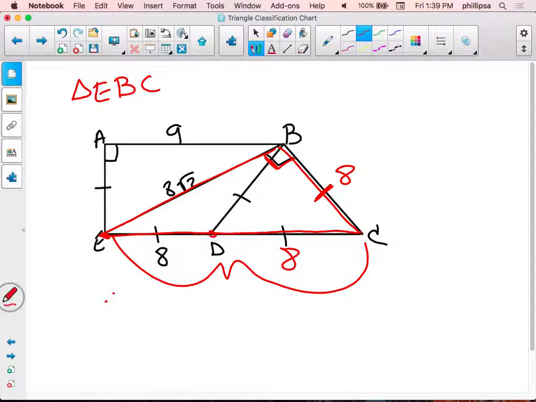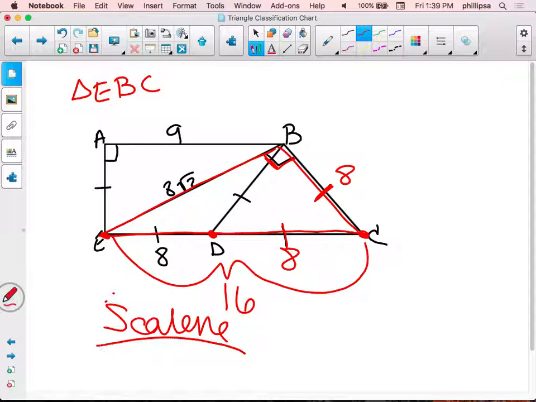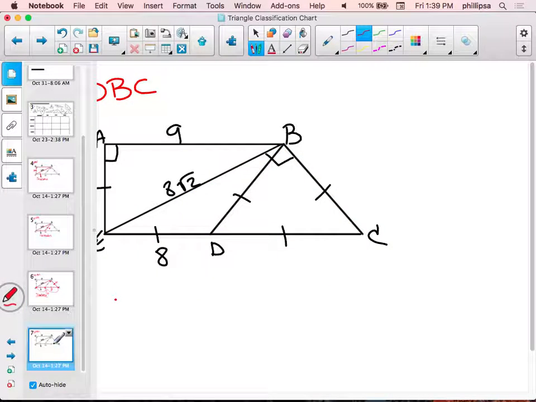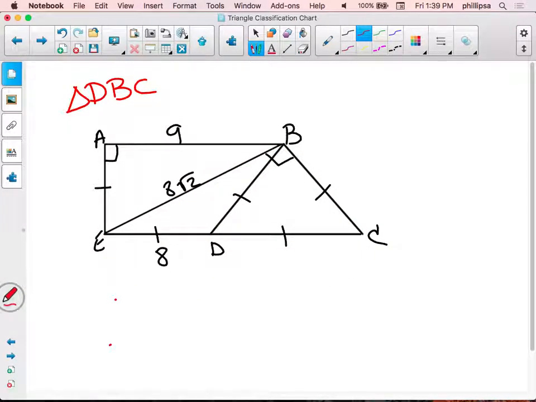This is 8 from E to D. D to C is another 8. There's 2 congruent markings here. That means the entire side totals 16. This triangle has measurements of 8 radical 2, 8, and 16. No congruent sides here. Okay. And finally, the easy one, right? D, B, C. Super obvious. 1, 2, 3. You got it.